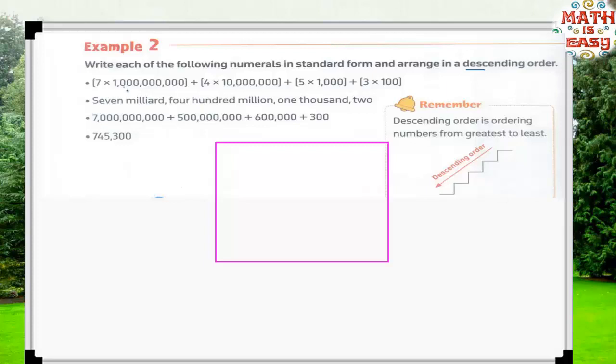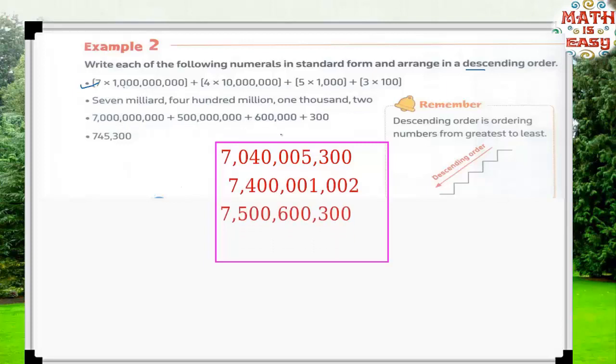We have here 7 million, 40 million, 5,300. Next number, we have 7 million, 400 million, 1,002. Third number, 7 million, 500 million, 600,000, 300. Last number in standard form. See how many periods are in each number. We have here 4 periods, 4 periods, 4 periods, but the last number has 2 periods only. That means the last number is the smallest number. We will write this number at the end.